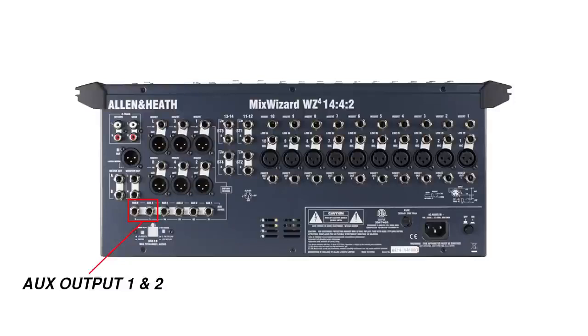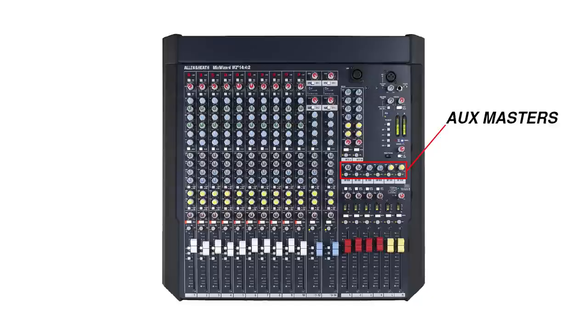In this case, I'm also going to use auxiliary output 1 and 2 to feed some powered stage monitors so that the musicians on stage can hear themselves play. The level of each aux output is controlled by the aux master knob found in this section.